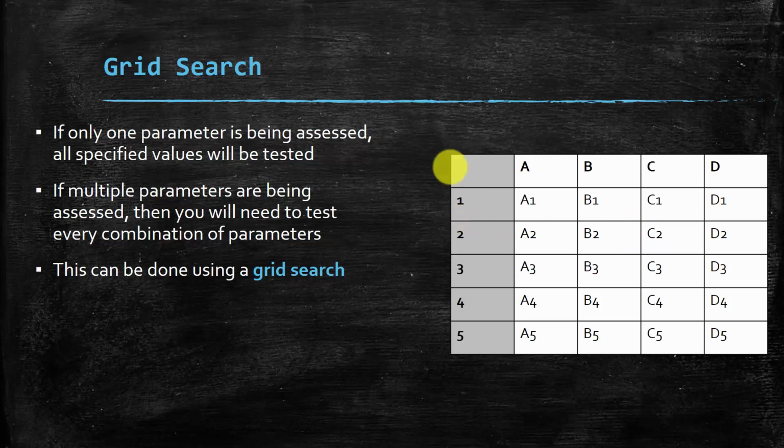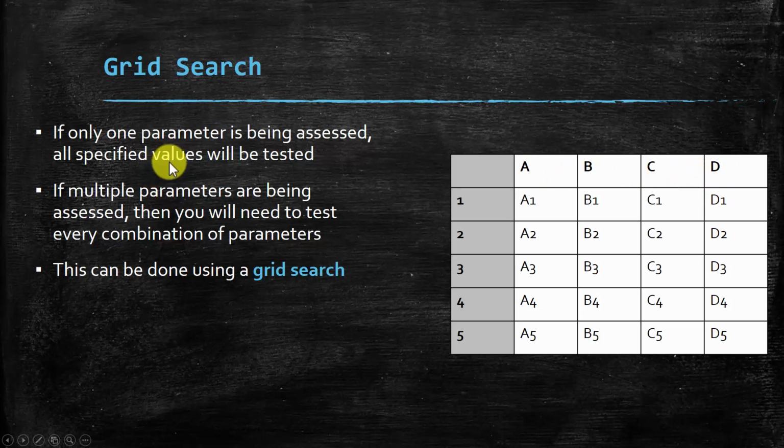What a grid search does then is it goes through all these combinations and it uses one of these methods, like k-fold, bootstrapping, or k-fold with repeats, and it actually tests all of these different parameters. Whatever gives the highest overall, whatever measure you're looking at, will be considered the best parameters, and you'll use those in your final model. So if only one parameter is being assessed, all specified values will be tested. So if we didn't have 1 through 5, we just said A through D, we would just have to test A through D.